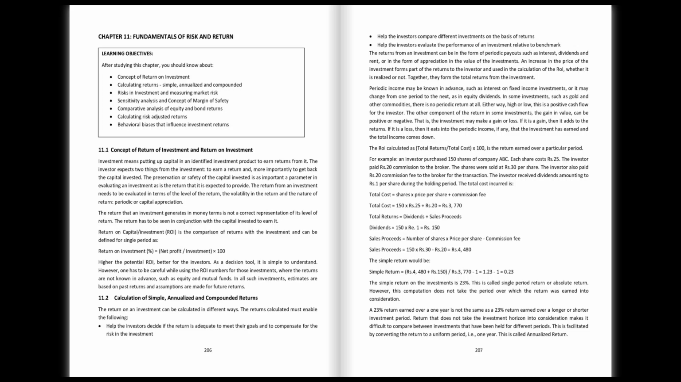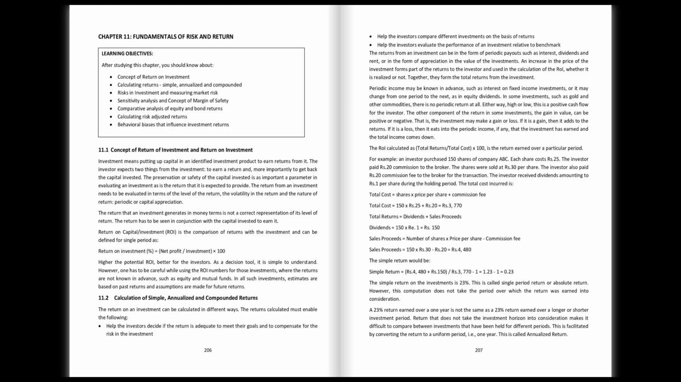The return that an investment generates in money terms is not a correct representation of its level of return. The return has to be seen in conjunction with the capital invested to earn it. Return on capital/investment, ROI, is the comparison of returns with the investment and can be defined for a single period as return on investment, percent, equals net profit divided by investment times 100. The higher the potential ROI, the better for the investors. As a decision tool, it is simple to understand.